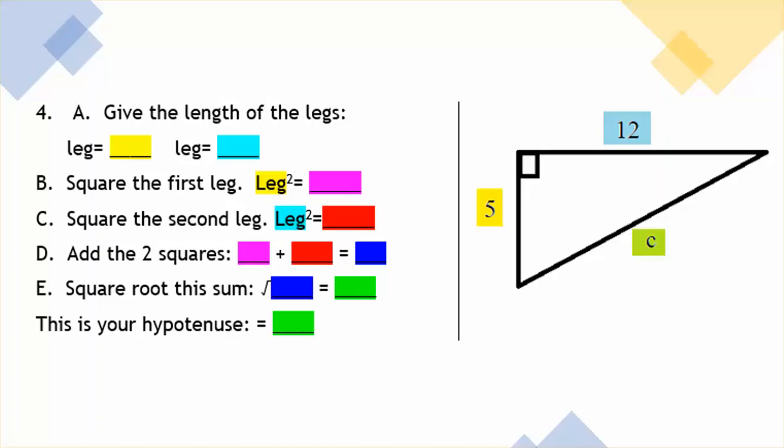So let's do number 4 together. So A, we're going to make sure we have a right triangle and that we know the legs. Let's fill the legs in. I see one of the legs is 5. The other leg is 12. Okay, then I square the first leg. In that case, it means I'm going to take 5 squared.